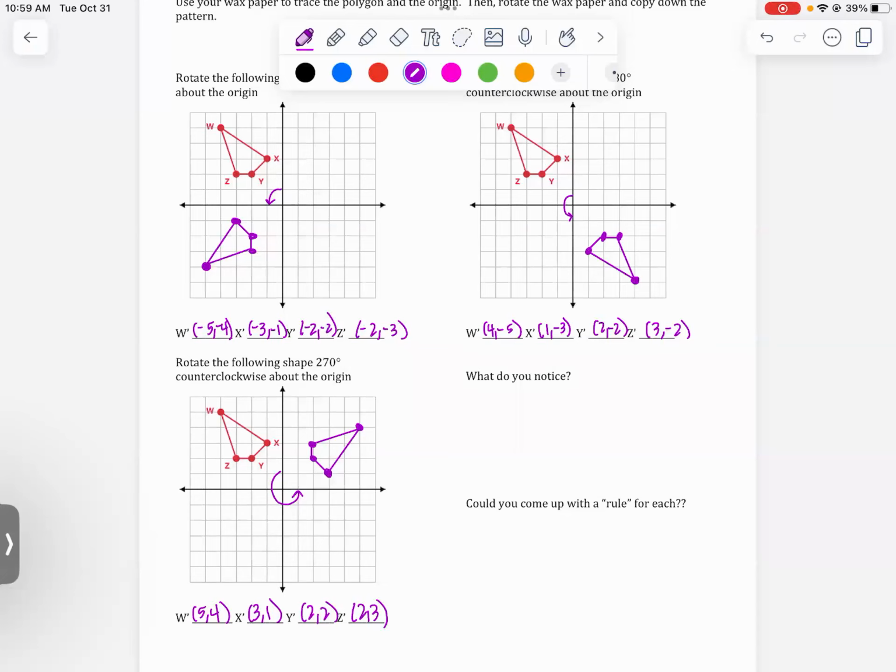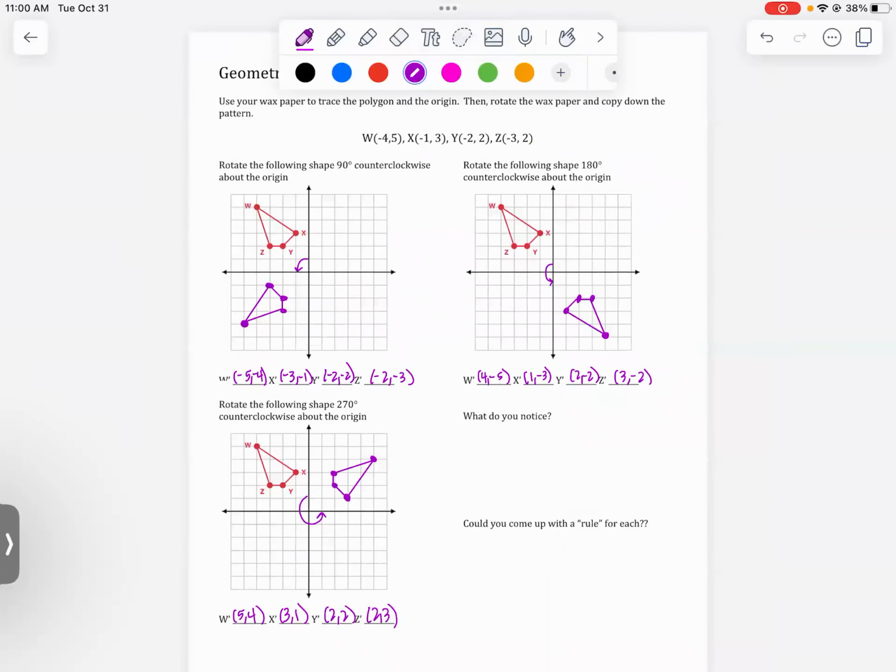So tell me some things that you noticed. Presley. They either switch or negate or flip flop. Okay, good. Yeah, about what she said. If you flip it 180 degrees, they switch sides and one becomes positive.